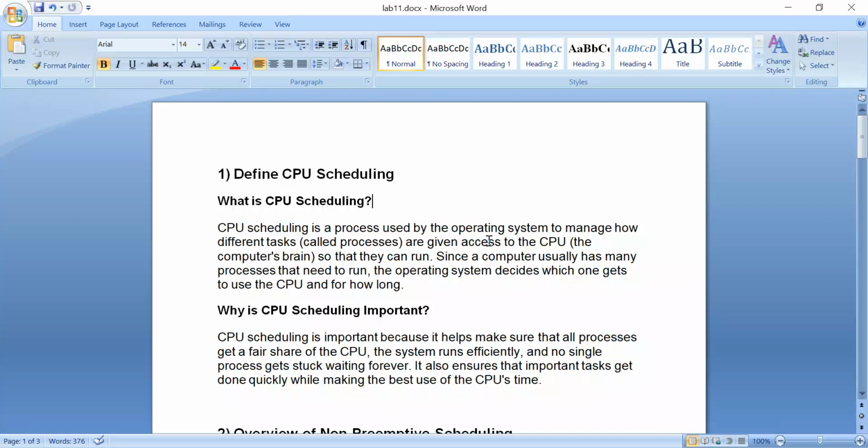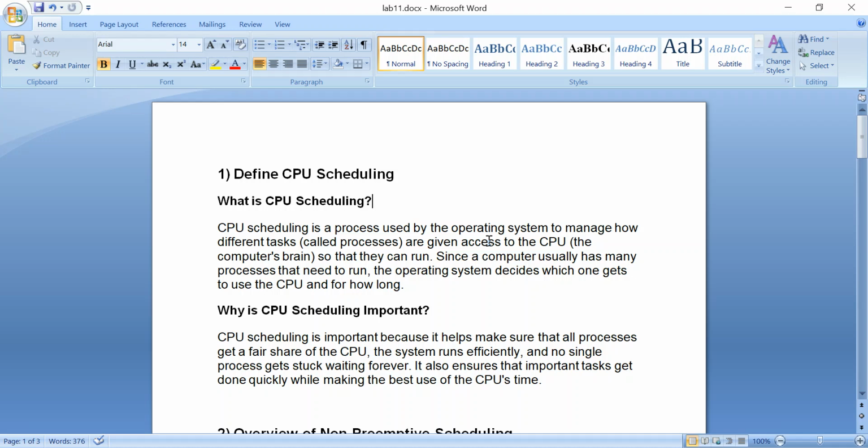CPU scheduling is a process used by the operating system to manage how different tasks, called processes, are given access to the CPU, the computer's brain, so that they can run. Since a computer usually has many processes that need to run, the operating system decides which one gets the CPU and for how long. So how do we handle multiple processes at the same time? How does the CPU know which task needs to be done, for how long, and how it's done? Here comes CPU scheduling.